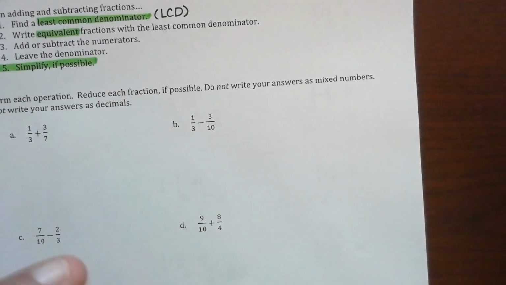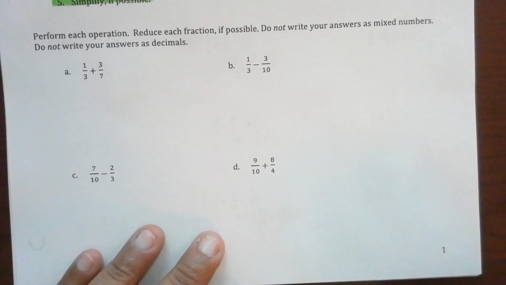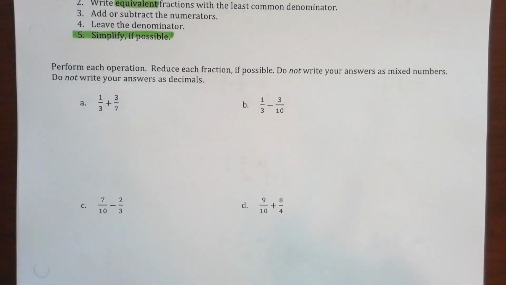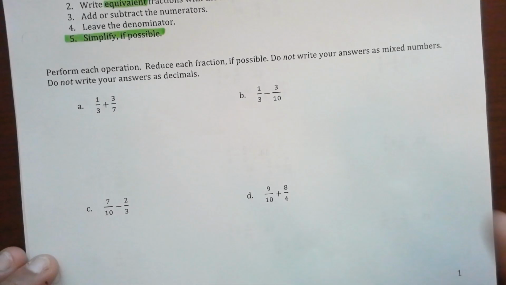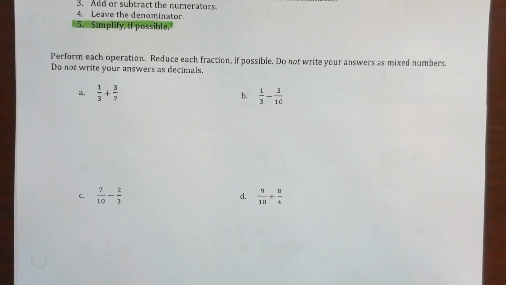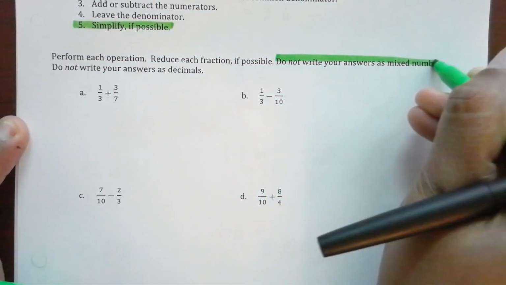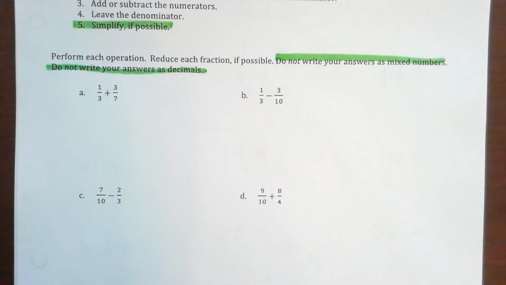Okay, that's me freezing the screen. So when I unfreeze it, it's going to be on a different piece of the paper. So the directions say perform each operation, meaning add or subtract. Reduce each fraction if possible. And then do not write your answers as mixed numbers, and do not write them as decimals. That's the biggest two rules they gave us.